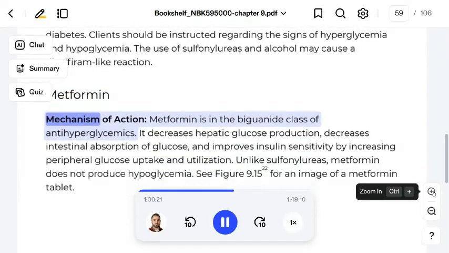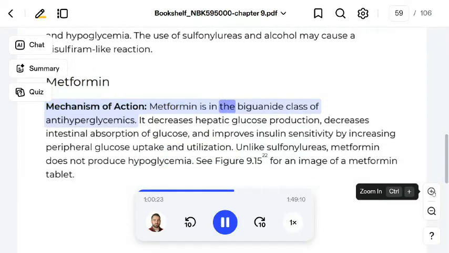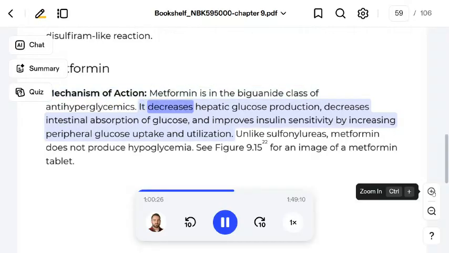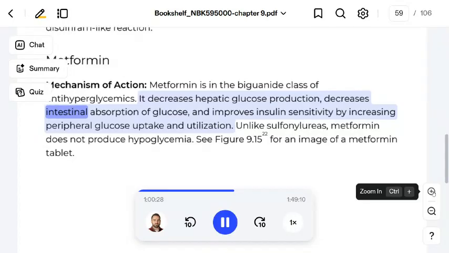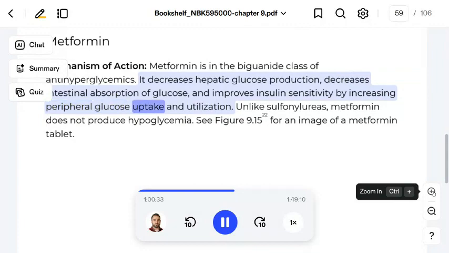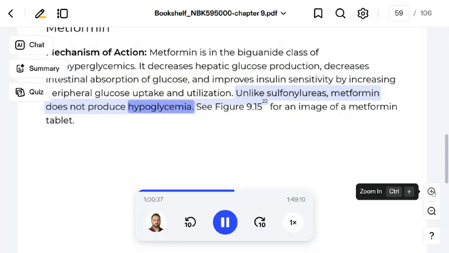Metformin. Mechanism of action. Metformin is in the biguanide class of antihyperglycemics. It decreases hepatic glucose production, decreases intestinal absorption of glucose, and improves insulin sensitivity by increasing peripheral glucose uptake and utilization. Unlike sulfonylureas, metformin does not produce hypoglycemia. See Figure 9.15 for an image of a metformin tablet.